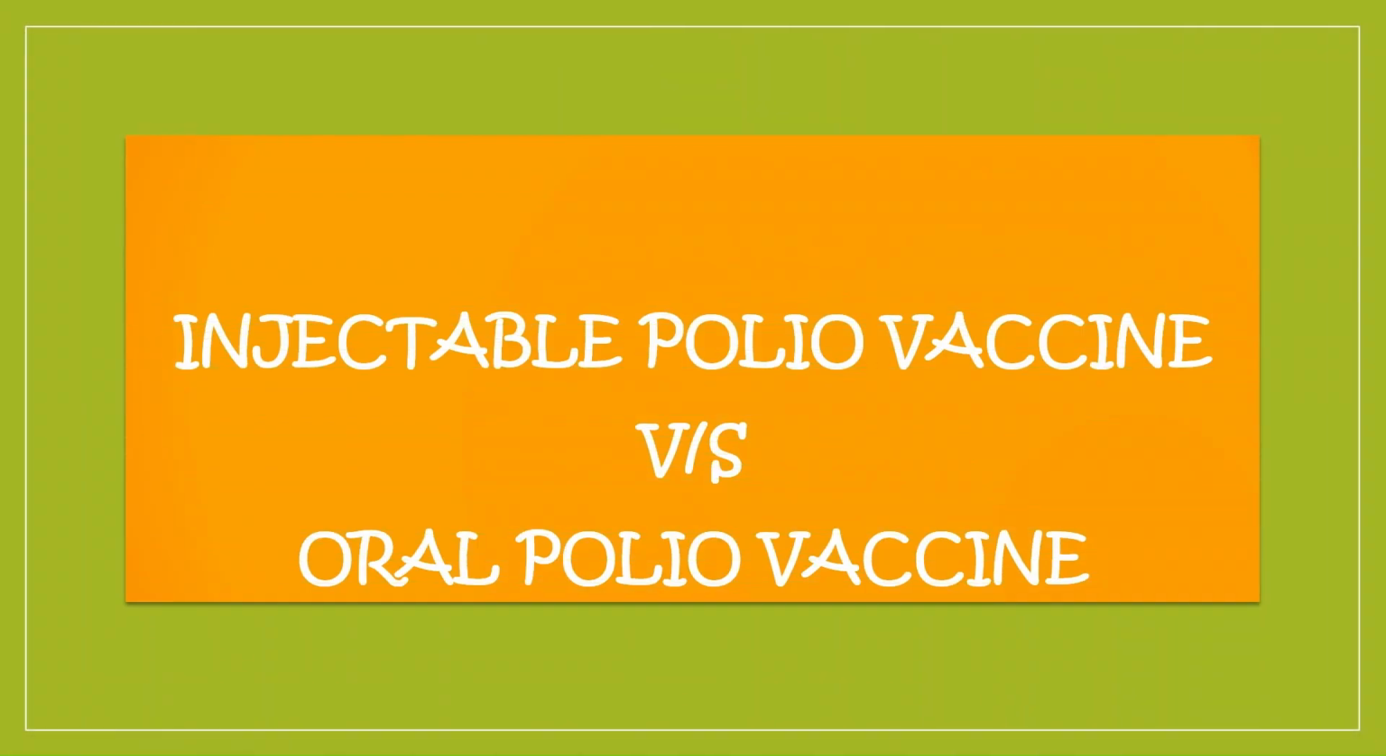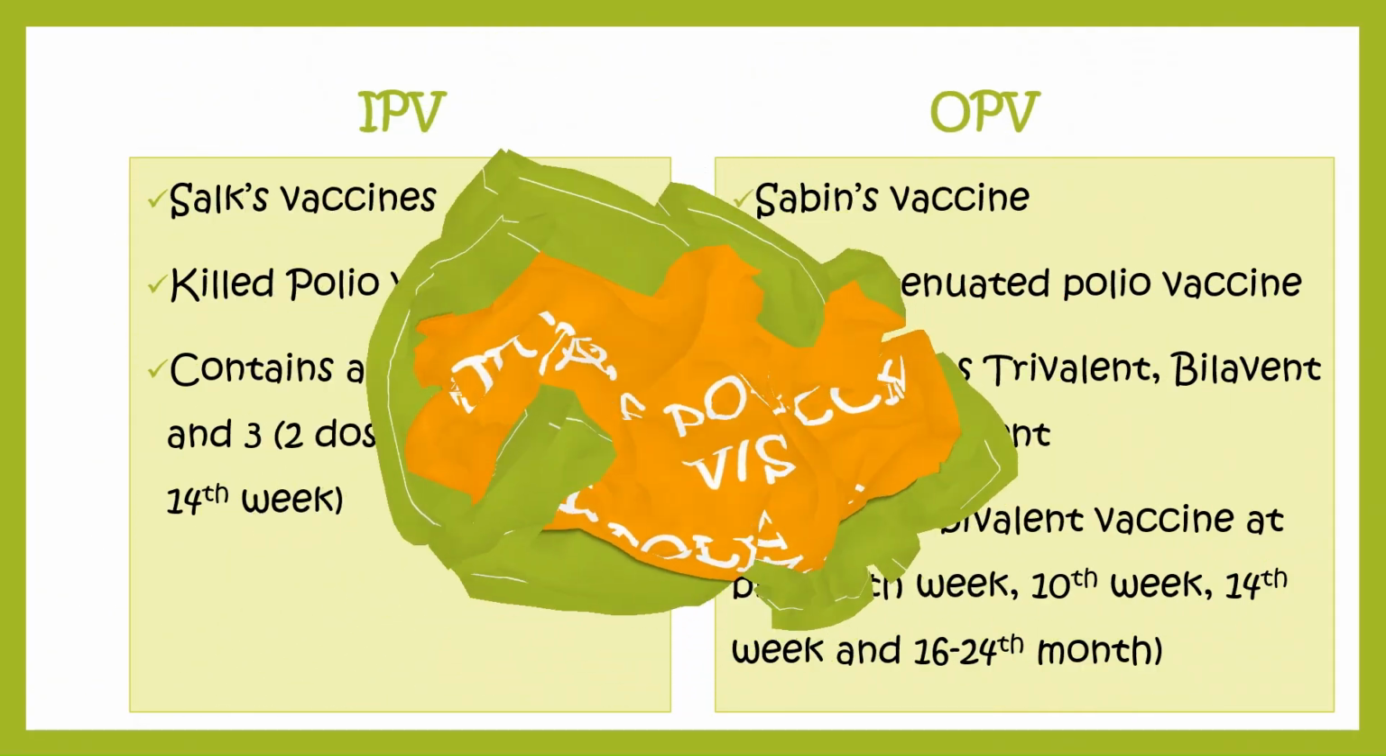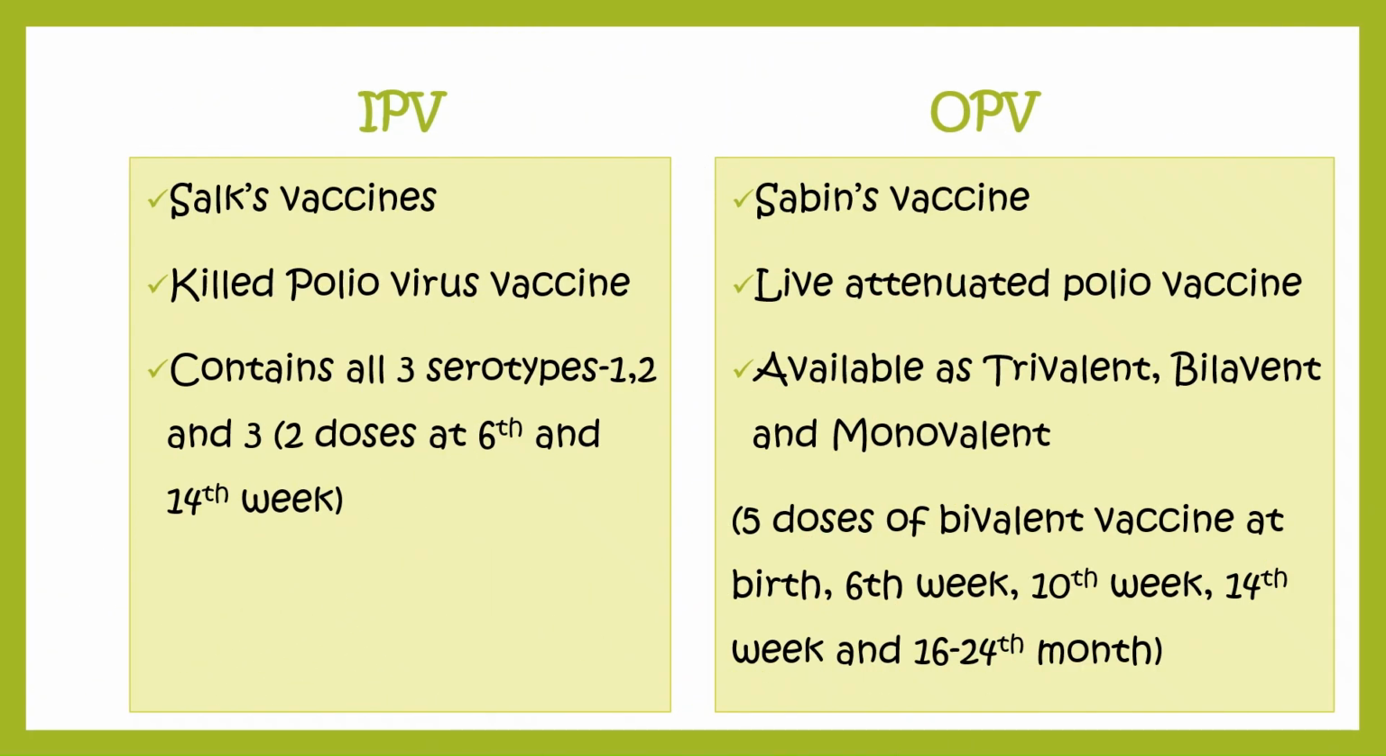What are the differences between injectable polio vaccine and oral polio vaccine? So both of these vaccines are administered to prevent poliovirus infection. Injectable polio vaccine was discovered by Jonas Salk in 1952 and hence it is also called Salk's vaccine, whereas oral polio vaccine was discovered by Albert Sabin in 1955, hence it can also be called Sabin's vaccine.